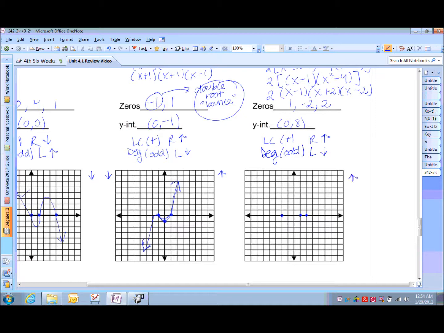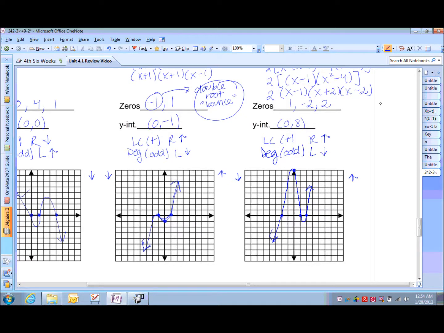I plot my zeros. And I'm going to rise to the right and fall to the left. And my y-intercept is up here at 0, 8. Okay, so you pass through the y-intercept and make sure you only have one mountain or molehill between your zeros. You cannot have a double mountain or a double molehill in between a set of zeros, okay? So that's a sketch of what your graph should look like.